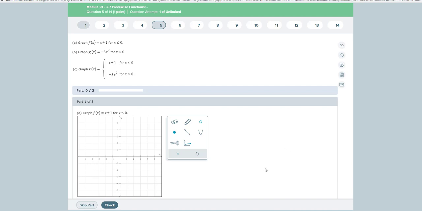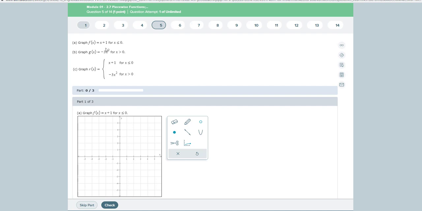All right, we're going to look at question number 5 from your 2.7 piecewise function homework. There's a few different parts that I want you to take care of first. If we're going to graph a piecewise function, you can see this is overall the piecewise function in part C, you're going to graph two things. So part A has you graph the first thing, which is the line, f of x equals x plus 1.